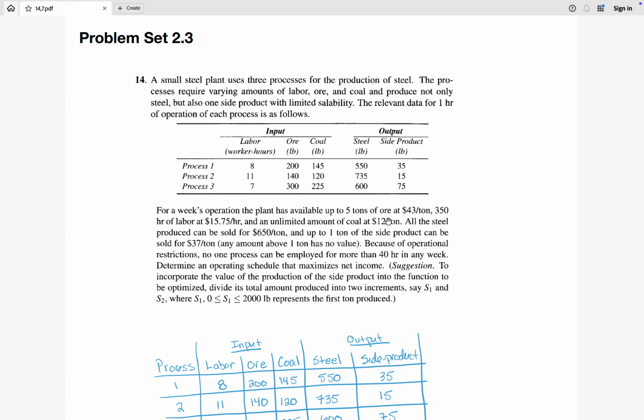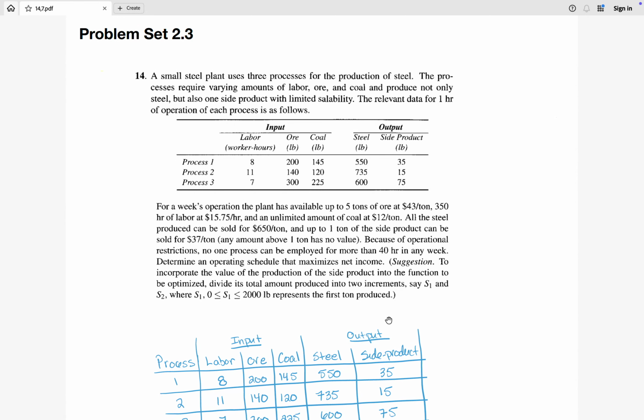And we were given more information here on the cost of the materials and the labor that would be used, and then how much the output for each process could be sold for and the profit that could be made there. We were asked to maximize the net income. And then this suggestion was given on how to handle the income for the side product.